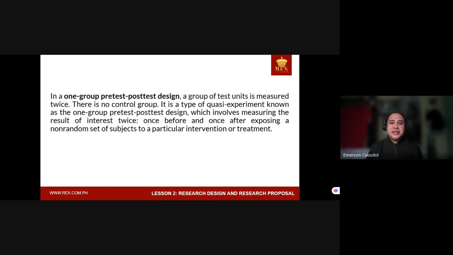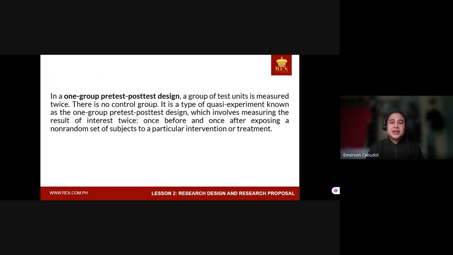A one group pretest post-test design involves measuring a single group before and after a treatment or intervention. While it tracks changes within the group, the absence of a control group makes it difficult to definitively attribute changes to the treatment itself. It's a quasi-experimental design.